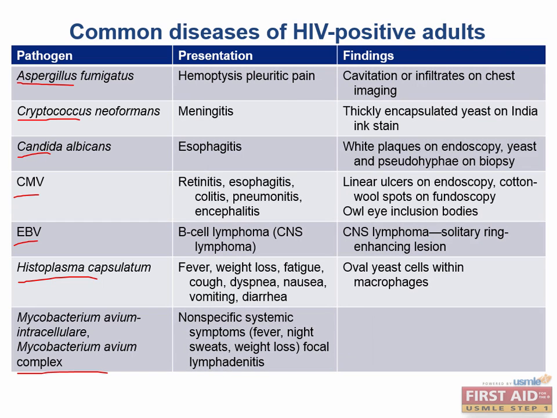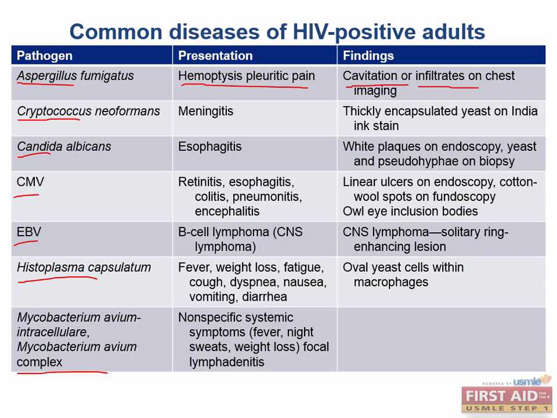For patients that are infected with Aspergillus, it's important to remember that this fungus likes to infect the lungs. It can create cavities that can be seen on imaging, can create cavitation or infiltrates on chest imaging, and it most commonly causes hemoptysis and pleuritic chest pain. So far, infections in the lung in a patient with advanced AIDS can include Aspergillus and Pneumocystis pneumonia.